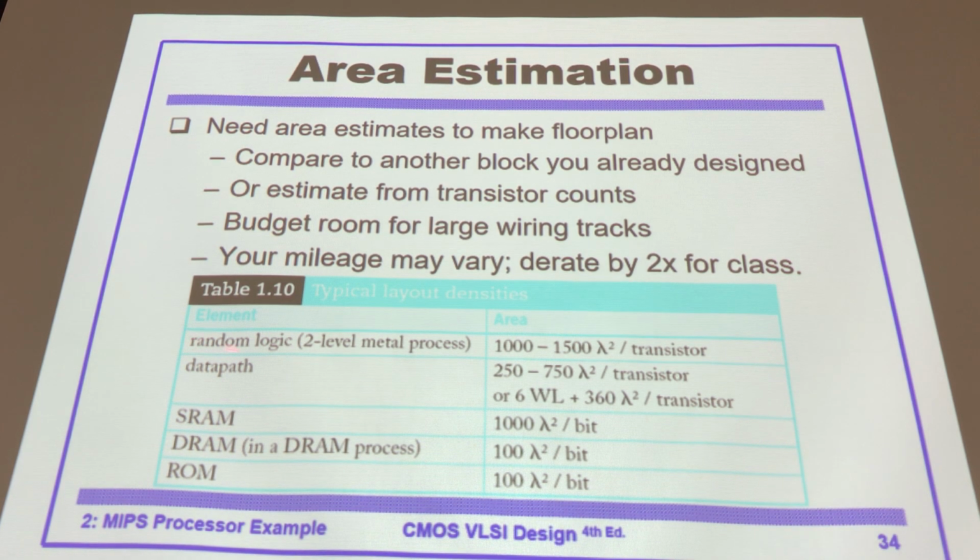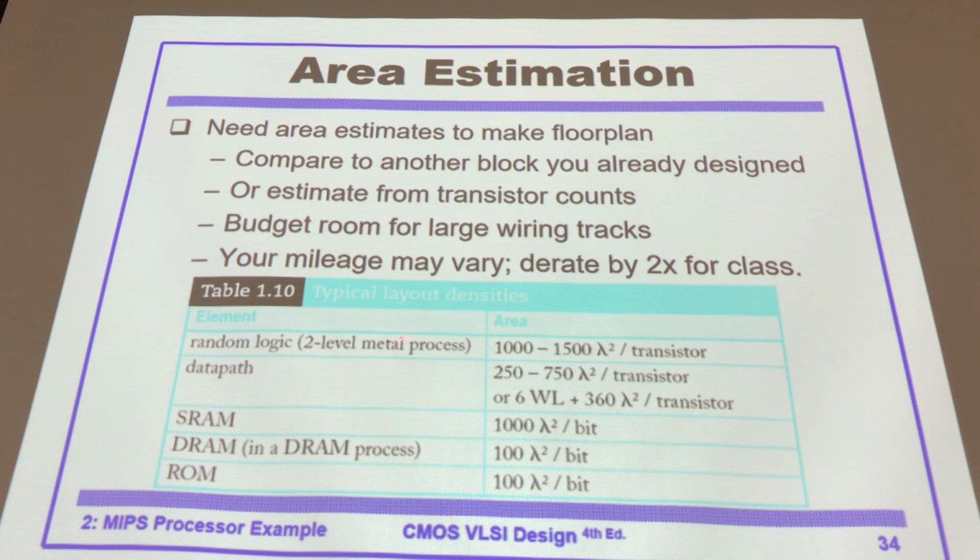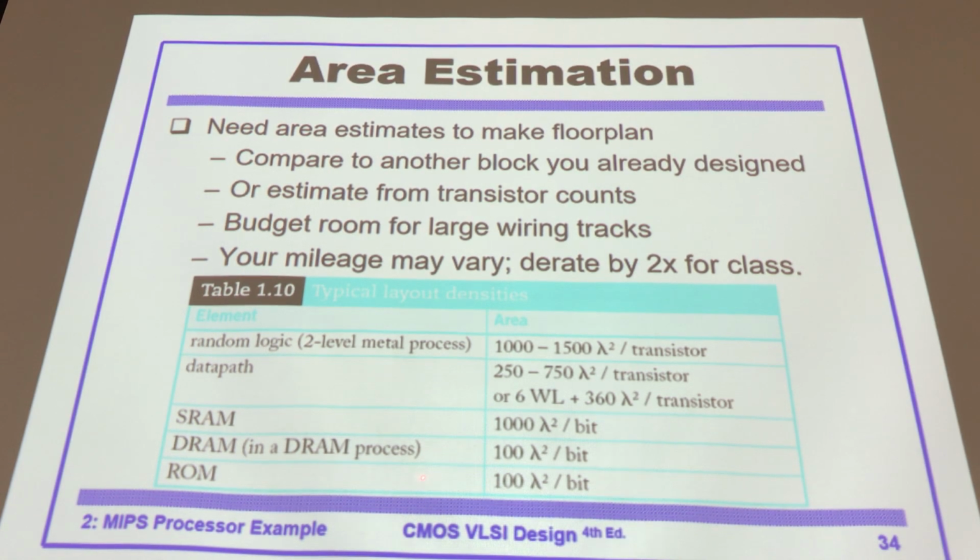Therefore, random logic is much larger. But datapaths are a little bit more regular, so they are smaller, each transistor 250 to 750. Okay. And for SRAM, each bit needs 1,000 lambda square. But DRAM is smaller, 100. ROM is also smaller, 100. So you can see that typically logic consumes larger chip area compared to memory cells.